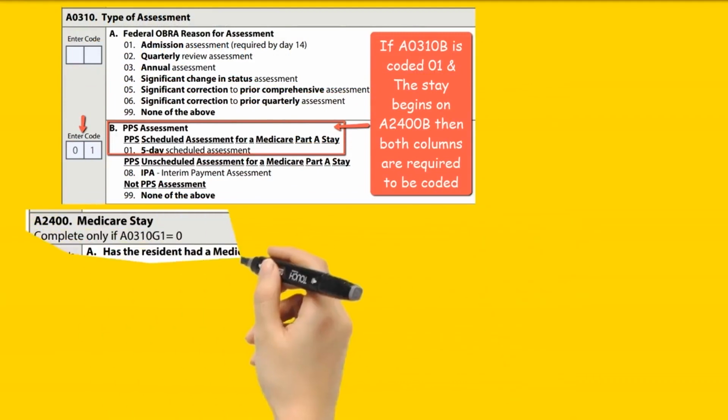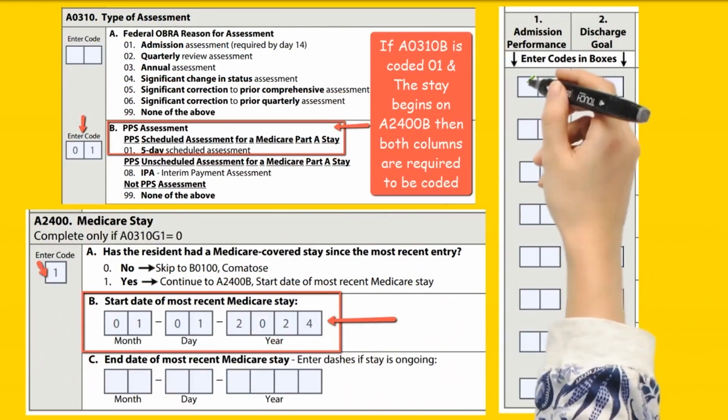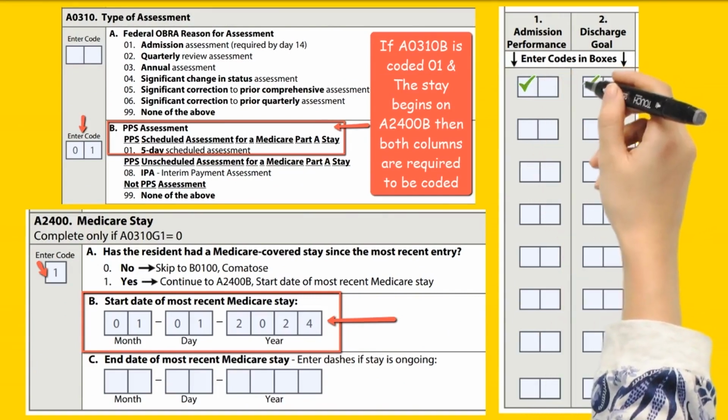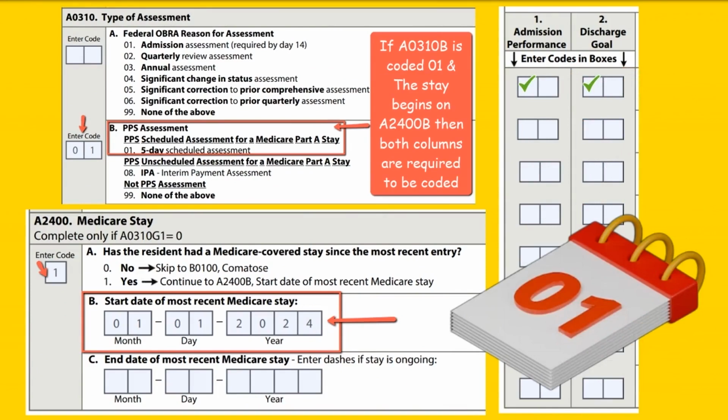Part 2 of Section GG0130 Self-Care and Section GG0170 Mobility. If Section A0310B, PPS scheduled assessment for a Medicare Part A stay, is coded 01 for a 5-day scheduled assessment, and the date that the stay begins is listed on Section A2400B, which is the start date of the most recent Medicare stay, then it is required that both Column 1 admission performance and Column 2 discharge goals are coded.